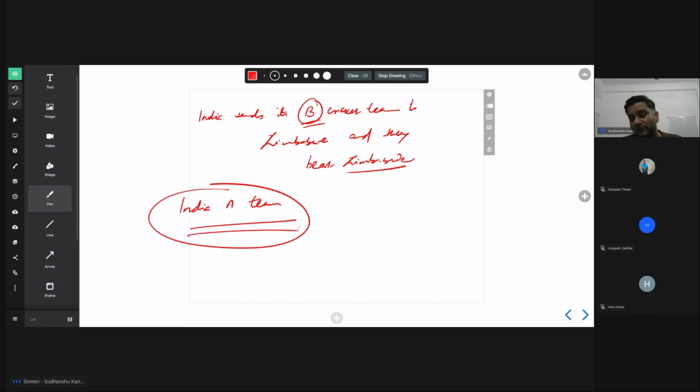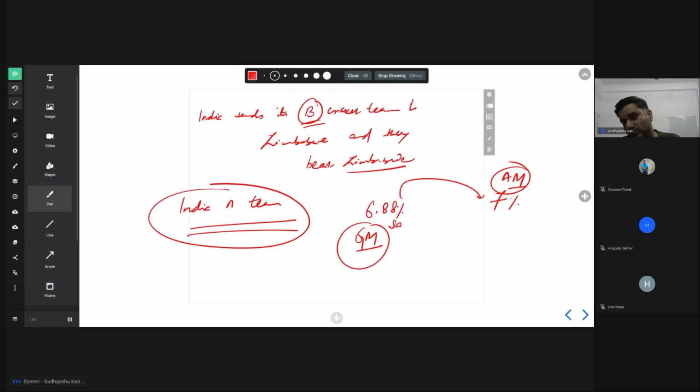So basically, our lower value, our geometric mean of 6.88%, is equivalent to 7% of arithmetic mean. The semi-annual geometric mean of 6.88% is doing as good a job as the arithmetic mean of 7%. Does it make sense a little bit?